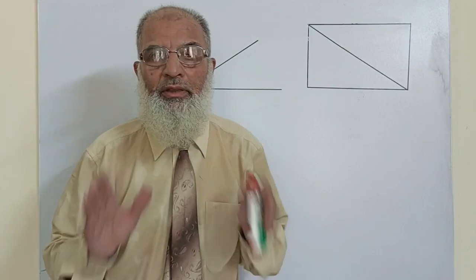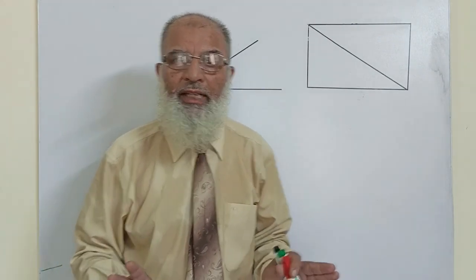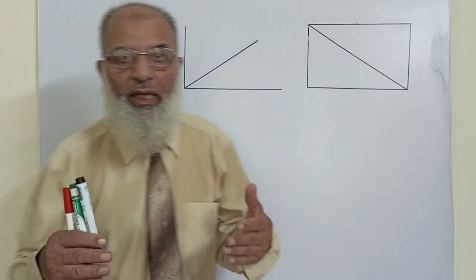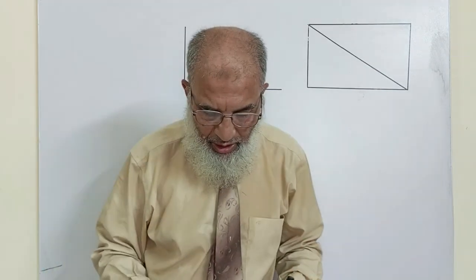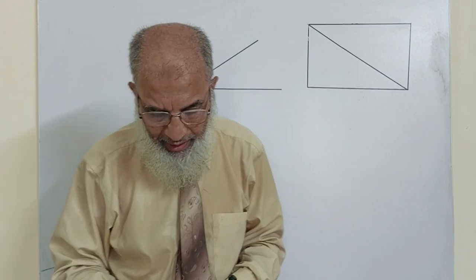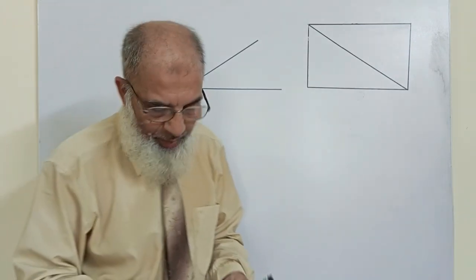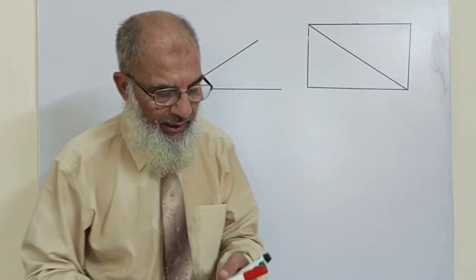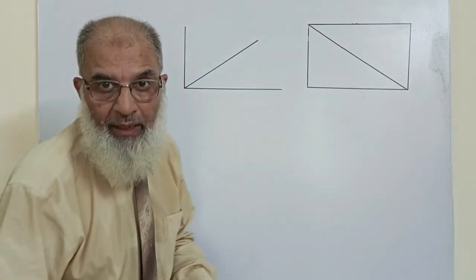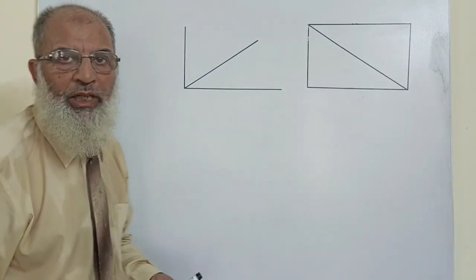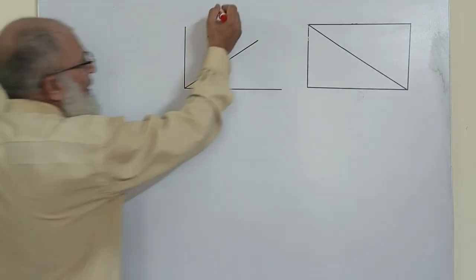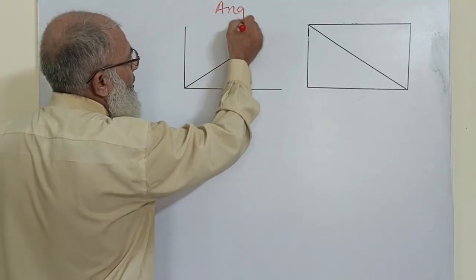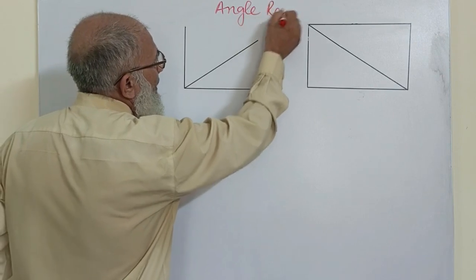So this was all in exercise 3.2. Dear students, 3.2 was only that which I have told you. I have solved 3 out of 6 questions. Now we are proceeding towards our next topic, which I told you is very important, and that is angle relationship. So I'll write it somewhere here. Angle relationship, if it is visible to you.